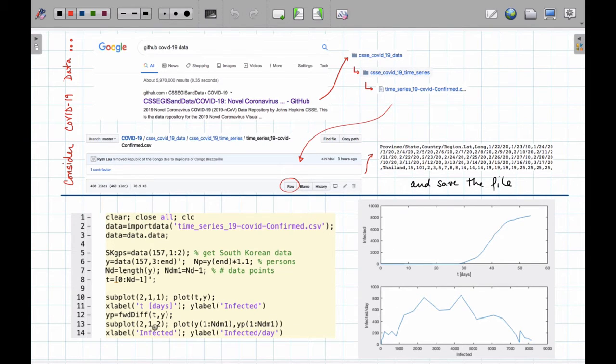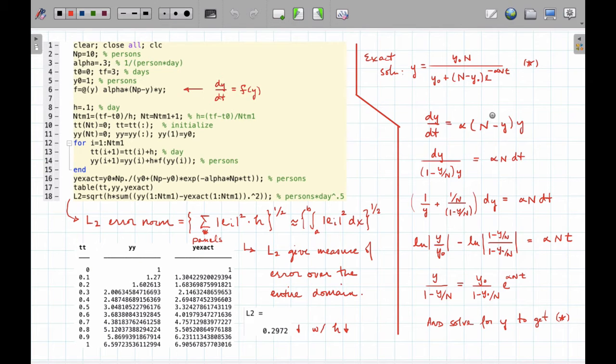And then what I've done down here is kind of interesting. I've taken the forward difference of this data and plotted the derivative, dy/dt, but I haven't plotted it as a function of time. Instead, I've plotted it as a function of y, the number of people infected. The reason for that is that we should expect that dy/dt is a function of y.